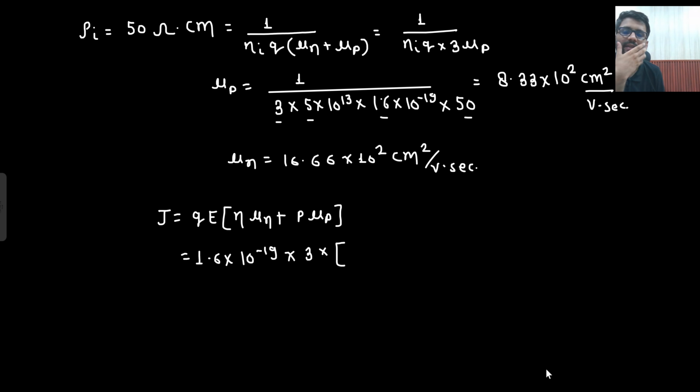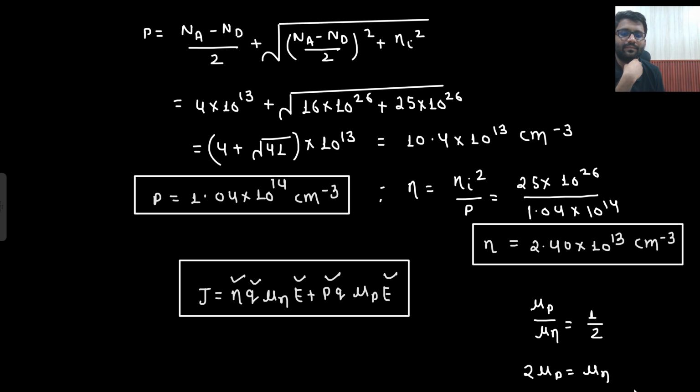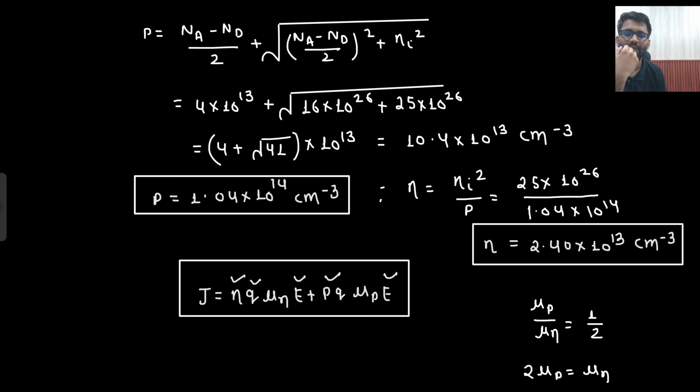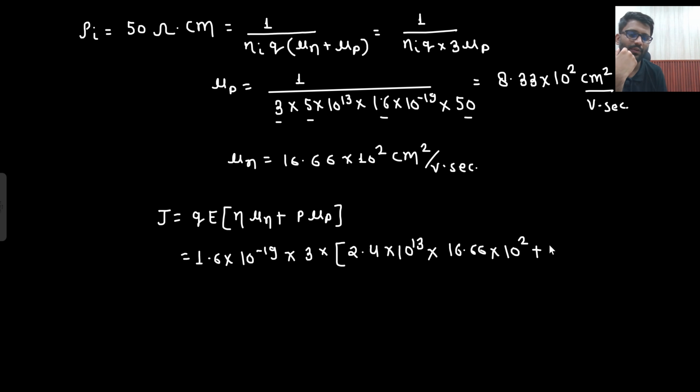What is the value of n? N is 2.4 into 10 to the power 13, into what is the value of mu n? That is 16.66 into 10 to the power 2, plus what is the value of p? The value of p is 1.04 into 10 to the power 14, and 8.33 into 10 to the power 2.